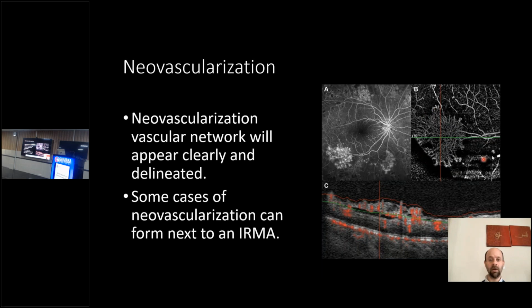But it's very important to look at the OCT scan overlay, which shows us those decorrelation signals that depict neovascular activity. And here we can see how it is adjacent to an IRMA, which is located inside the retinal tissue, and the neovascularization will appear as the hyperreflective membrane that is attached to the inner retinal surface.